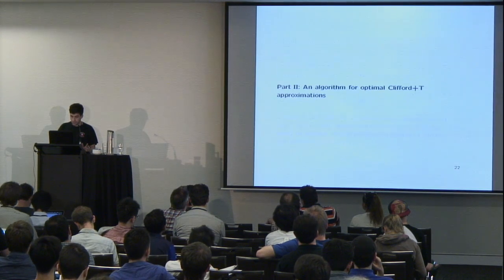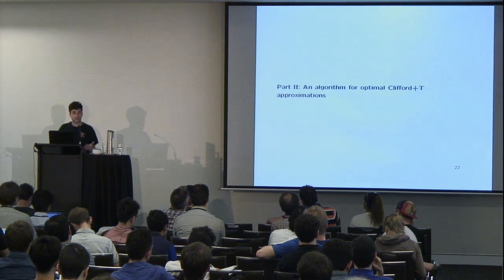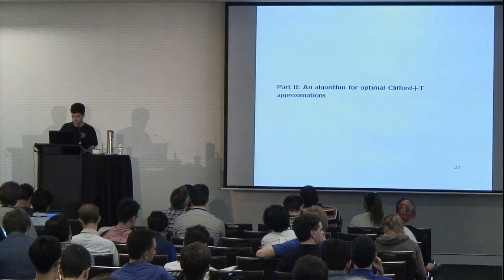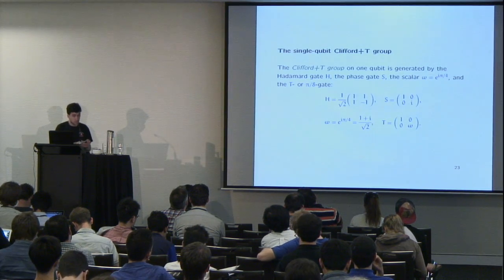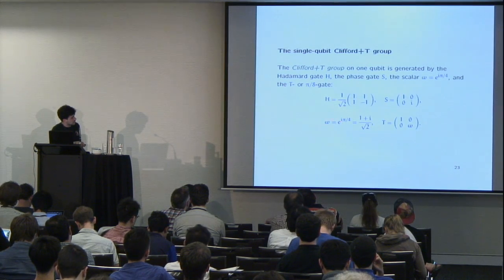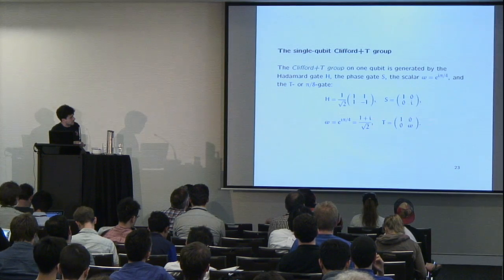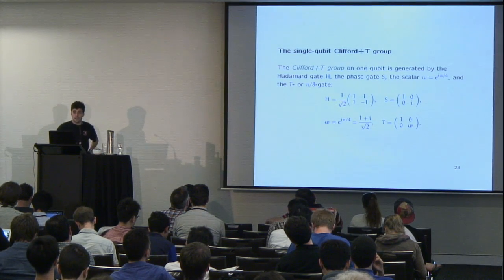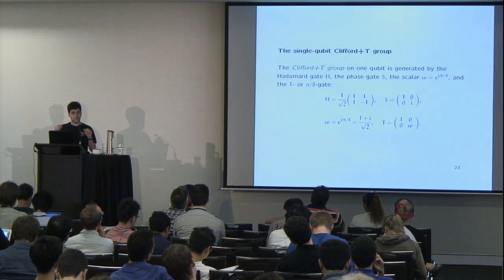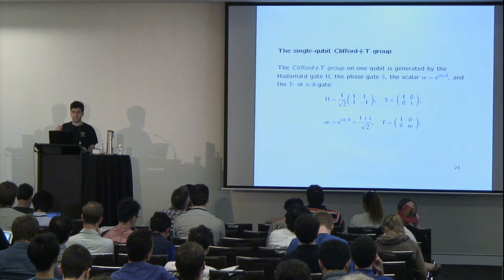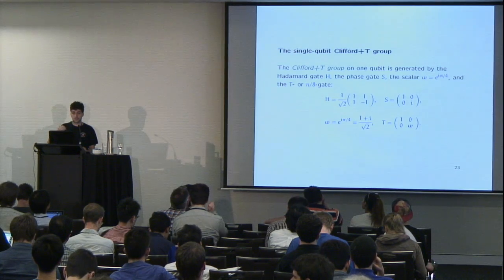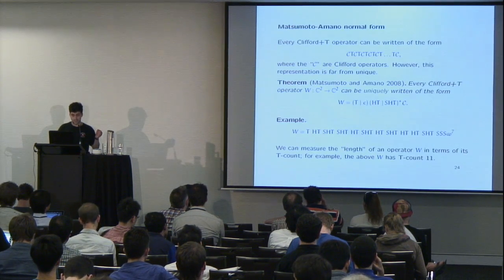So that's it. We know how to solve grid problems, and now we can go back to how to find approximations for rotations using Clifford+T circuits. So, okay, this is the Clifford+T group. It's generated by the Hadamard gate, the phase gate, the scalar omega, and this T gate. So the first thing I want to tell you about is some results about the structure of the elements of Clifford+T, okay, of the Clifford+T group.